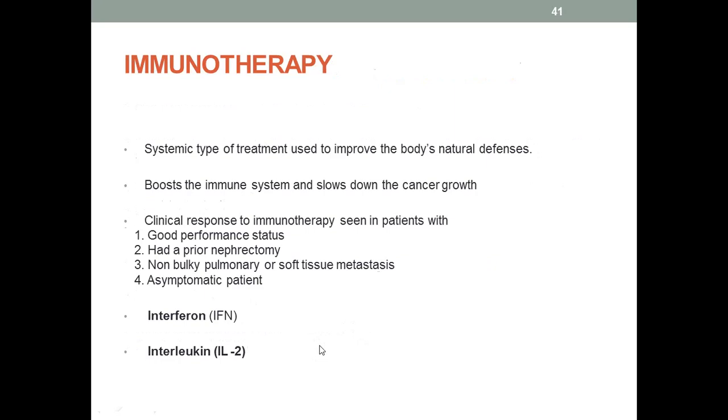Immunotherapy is a kind of treatment which can only be effective in a patient with a good performance status who has had a nephrectomy and has a non-bulky tumor with only soft tissue metastasis and is asymptomatic. Interferon and interleukin-2 have been tried, but they are required in very high dose, and the toxicity of these drugs itself is a potential factor which is not good for the patient.